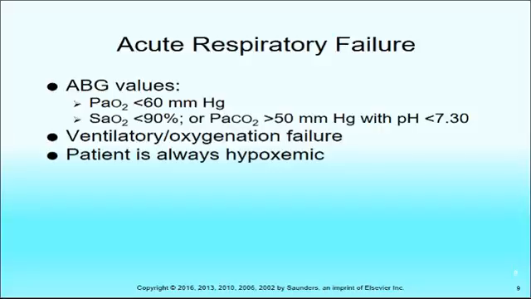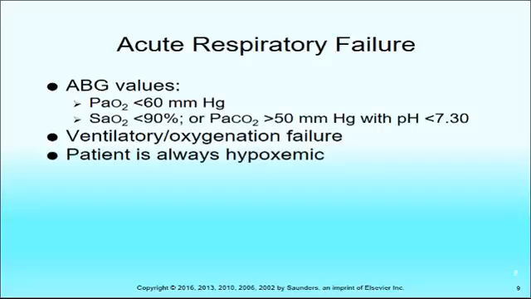Normal is 80 to 100. Your PCO2 in your arterial blood is greater than 50. Normal is 35 to 45. And your pH is acidotic, less than 7.30, where your normal range is 7.35 to 7.45. Over here is your SaO2, that is your oxygen saturation.